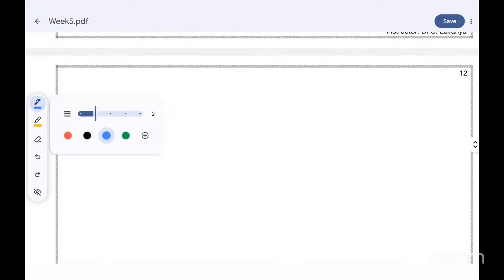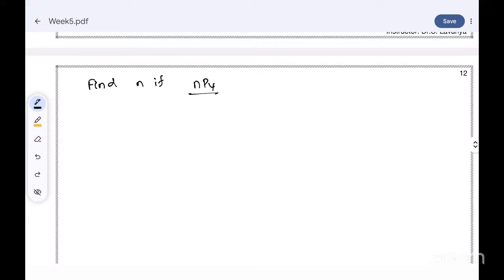So let's do a similar question. Find n if you are given nP4 by (n minus 1)P4 is equal to 5 by 3. Now how should we do this? Again, apply straight away the formula. If you straight away apply the formula, what will you get?